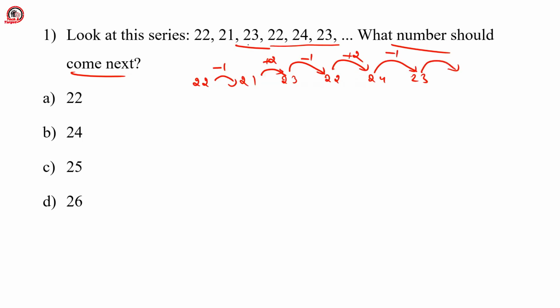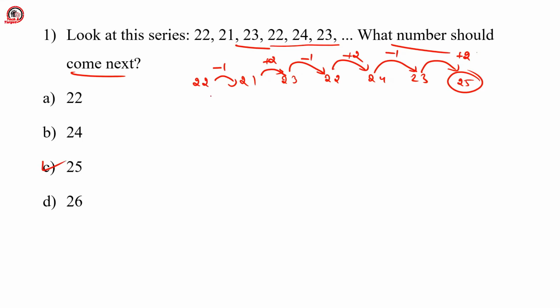So alternatively, the differences are -1 and +2, right? Since it is alternating and the last one that we have used is -1, obviously it should be +2. So 23 plus 2 would result in 25, and that will be the answer for this question, which is option C, and we will mark that as the option for this question.